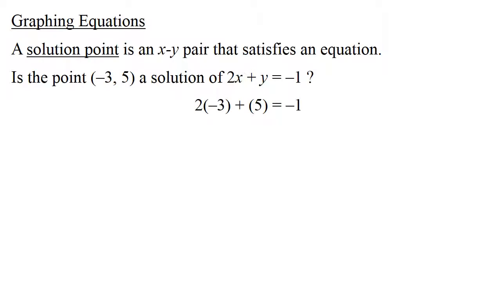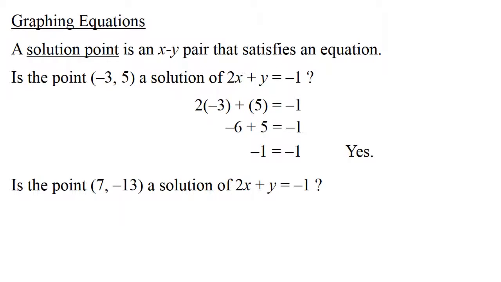So if we change x to negative 3, we change y to 5, and we simplify this left-hand side, 2 times negative 3 is negative 6 plus 5, and then negative 6 plus 5 is negative 1, so negative 1 equals negative 1, then yes, that is a solution point.